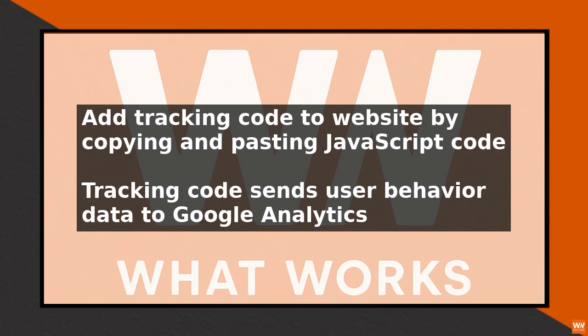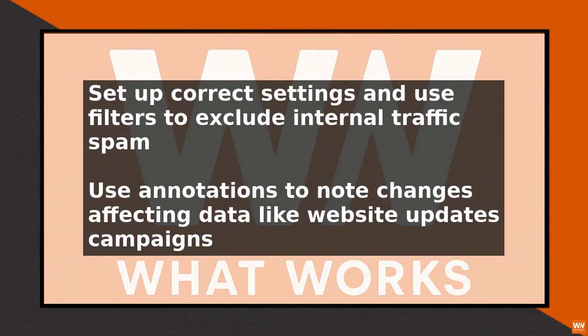Best practices for using Google Analytics Tracking ID include regularly checking your data for accuracy and completeness, and using filters to exclude internal traffic and spam. You should also use annotations to note any changes or events that may affect your data, such as website updates or marketing campaigns.